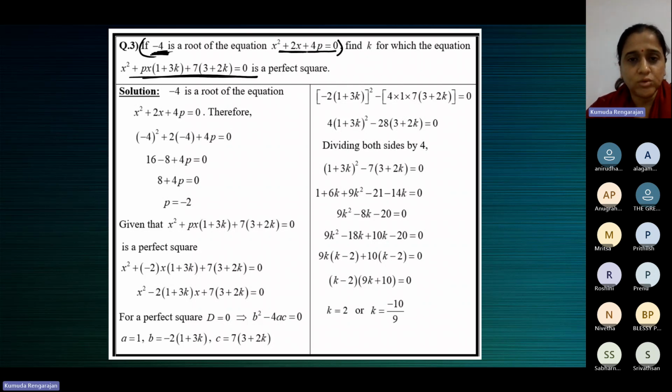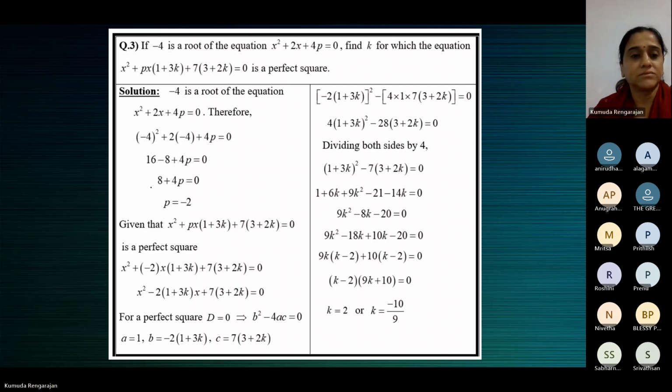So if minus 4 is a root of this equation, in this equation, wherever there is x, you should use minus 4. And so for x, if you put minus 4, you can find the value of p. In place of x, if you use minus 4, you can find the value of p.